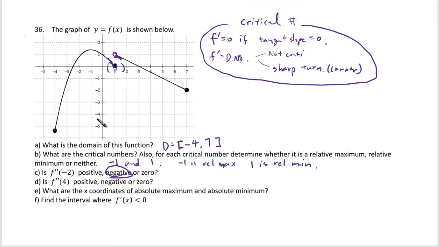What about f double prime of 4, right? Right here, f double prime of 4 is here. Now this is a straight line. Straight lines do not have any concavity. It's neither concave up nor concave down. So in that case, it will be 0.